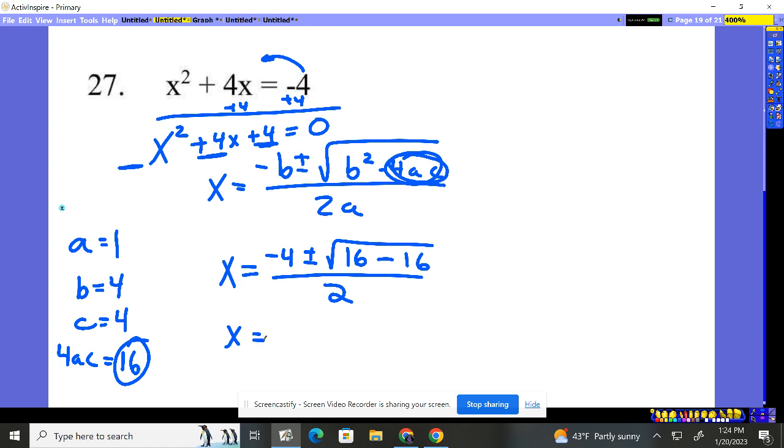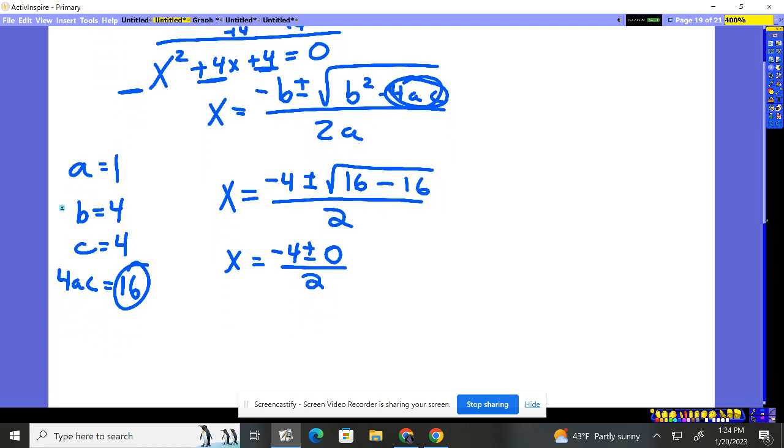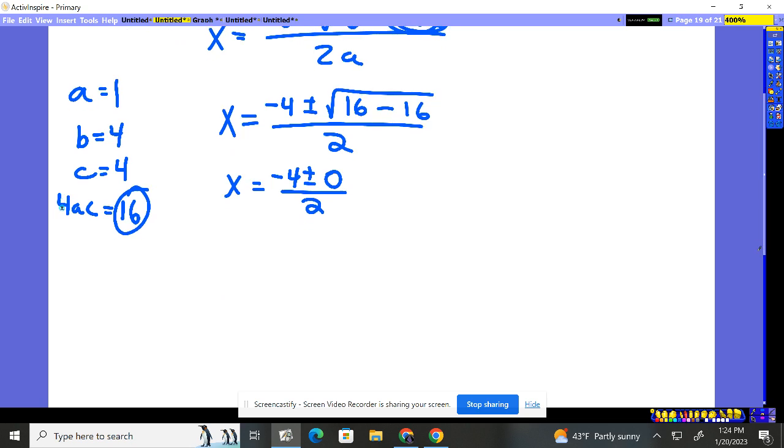Now, look what happens. What's 16 minus 16? That's 0. And what is the square root of 0? 0. So this becomes -4 plus or minus 0 over 2. Now, normally we sit here, and we will do it anyway. We're going to go ahead and add the 0 and get our answer, and then subtract our 0. So we break it into its two parts because it is two equations.